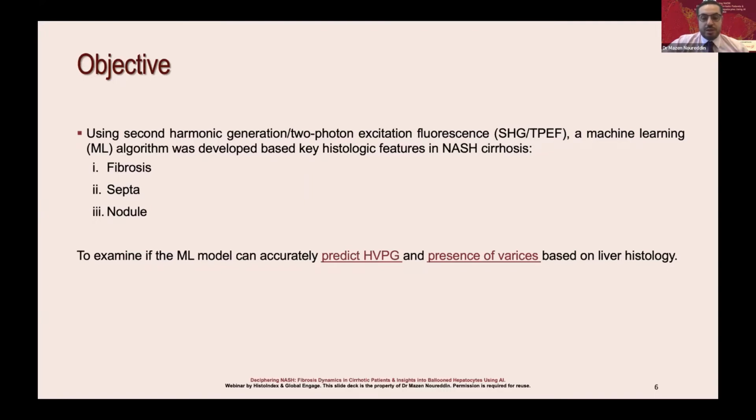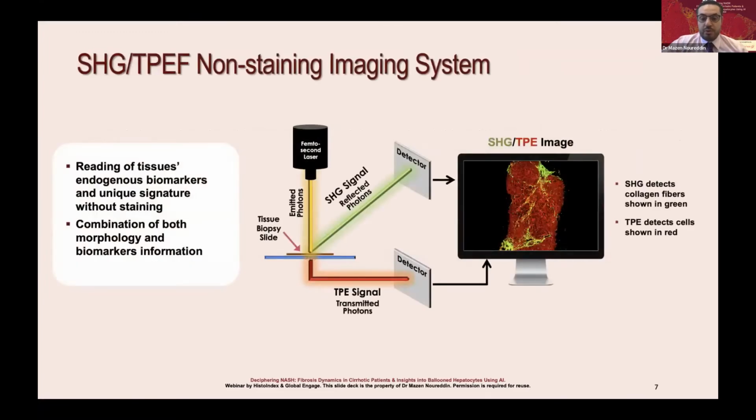And the concept is, instead of doing transjugular liver biopsy and measuring pressure, can these detailed histological parameters, including fibrosis and septa and nodule, especially using the HGG TPEF, the second harmonic generation machine learning algorithm, tell us what the portal pressure and varices look like. And this project has been ongoing for a few years now.